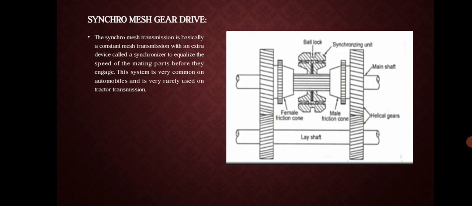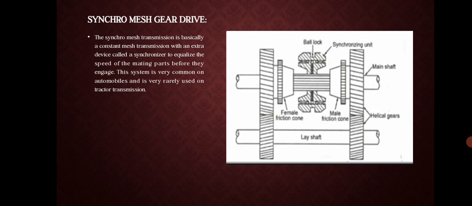Next is synchro mesh gear drive. It is basically a constant mesh transmission with an extra device called a synchronizer to equalize the speed of mating parts before they engage. This system is very common on automobiles and is very rarely used on tractor transmission.